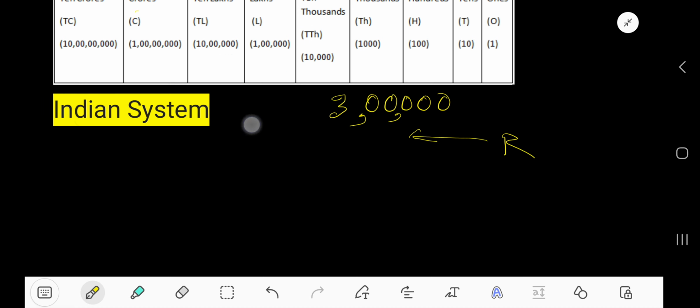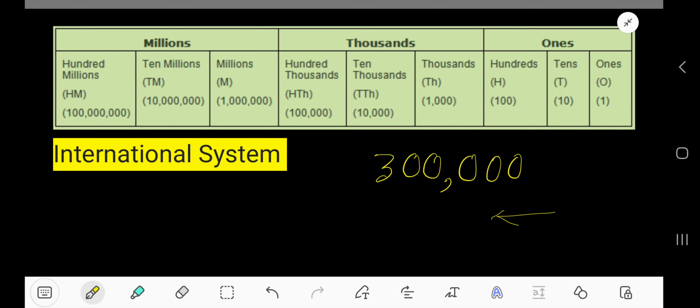And for the international system, look, the periods are ones period, thousands period, millions period. In the ones period, we have 3 columns, that is, we'll place a comma just after 3 digits. This 3-digit group is called ones period, and this 3-digit group is called thousands period. So in the thousands period, we are getting this number 300, right?